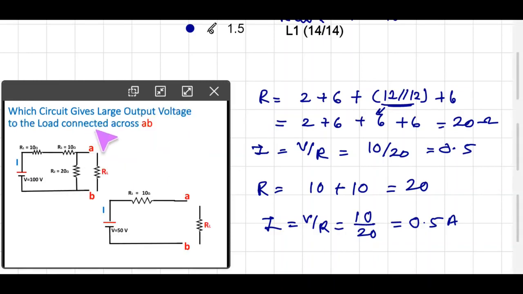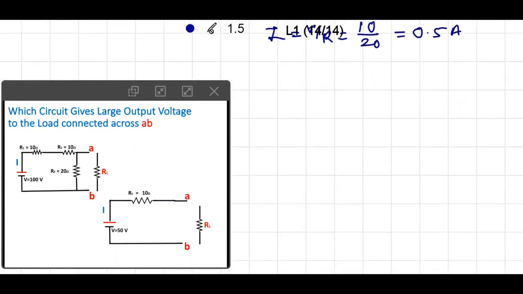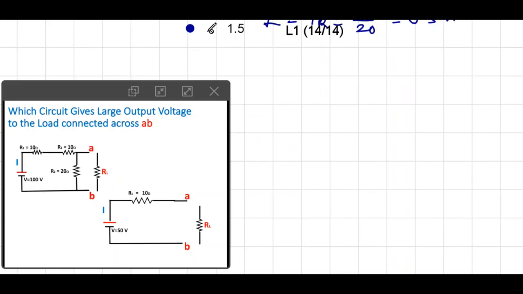Which circuit gives large output voltage to the load connected across AB? Here we are trying to understand the concepts which are required for the next topic, that is Thevenin's theorem. Which circuit gives large output voltage to the load resistance? A circuit is there and this is the AB terminal across which we are going to connect the load resistance. This is another circuit in which there are two terminals AB across which we are going to connect the load resistance. So what is the concept of load resistance?